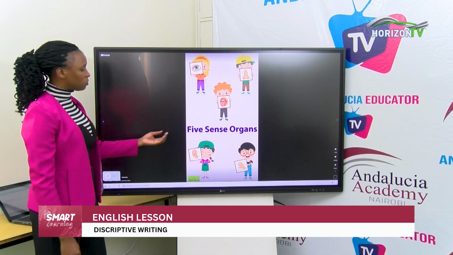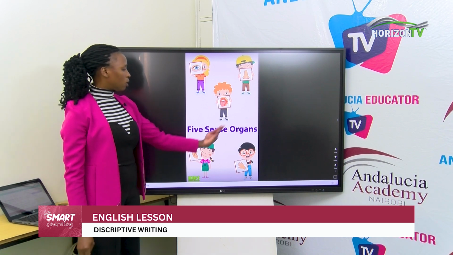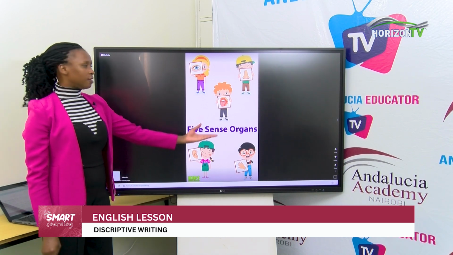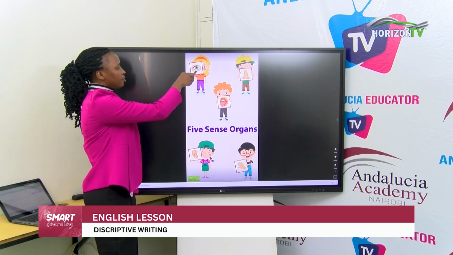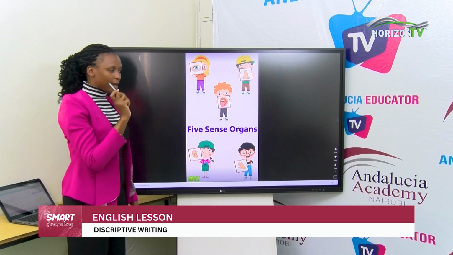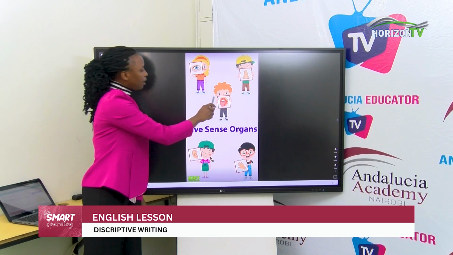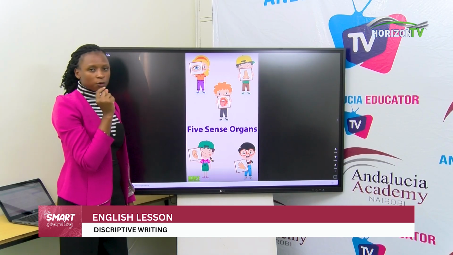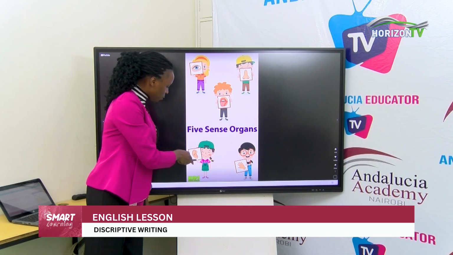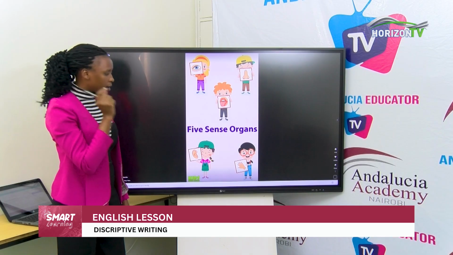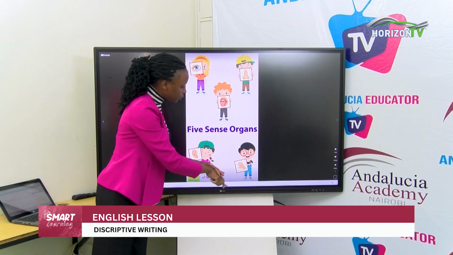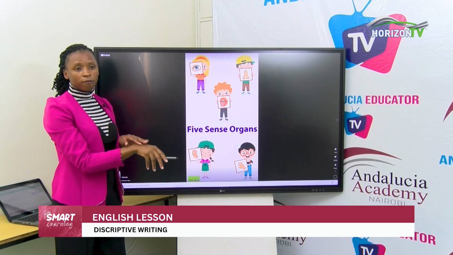So what I'm trying to say here, these 5 organs, they bring out the senses. So eyes will bring the sense of sight. Nose will bring the sense of smell. Tongue will bring the sense of taste. Ears will bring the sense of hearing. Then we have the skin or the hands there, the sense of touch.